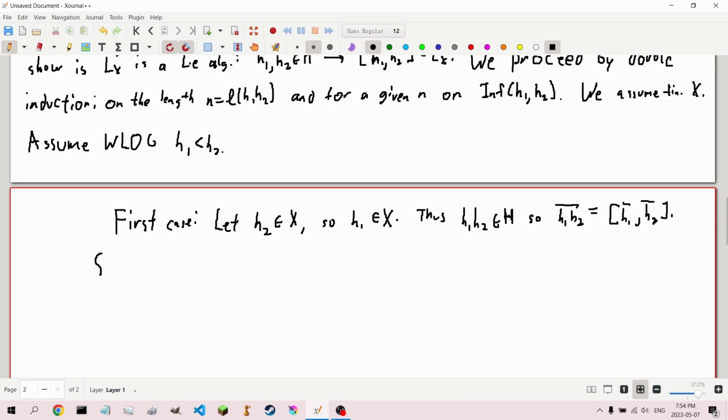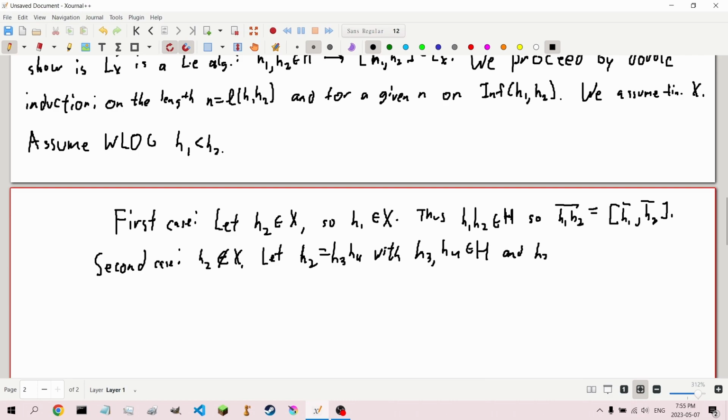Our second case. h2 is not going to be in X. Let h2 equal h3, h4 with h3 and h4 in H, implying that h3 is less than h4 given our rules. And we have subcases to examine.